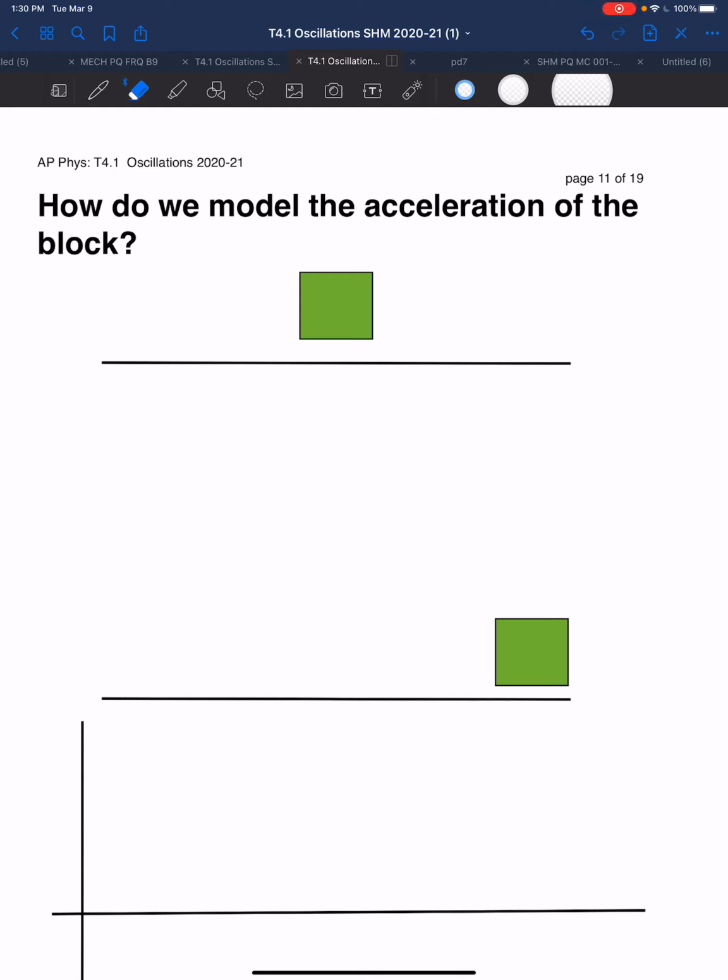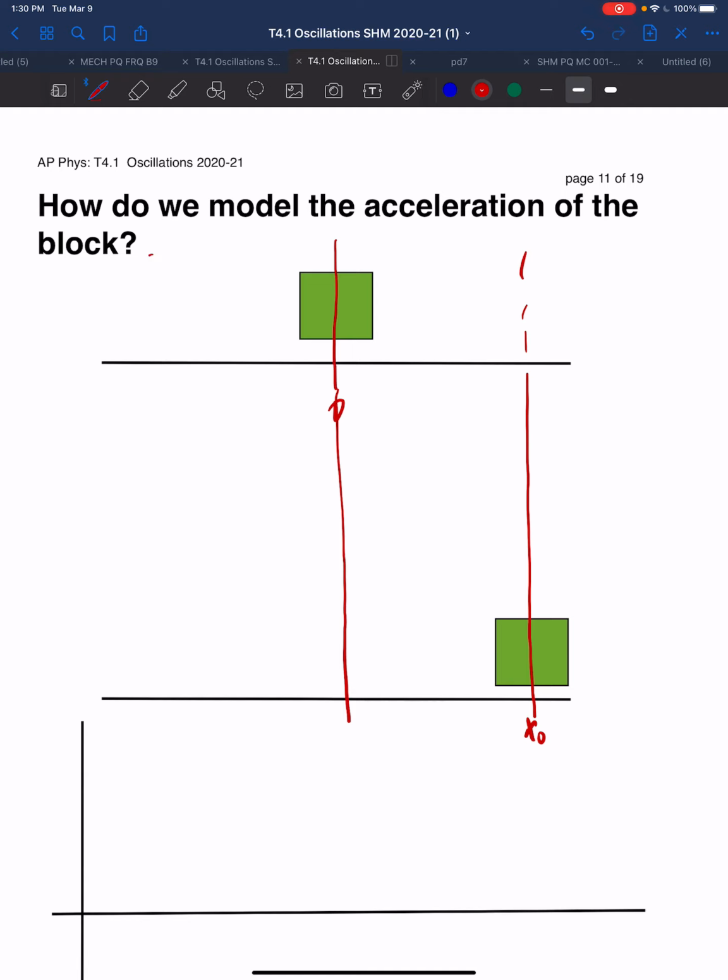In our previous installments, we learned how to model the position and velocity of the block. Now it's time to model the acceleration. Here is our equilibrium position, and we have our maximum displacement at X0, and our minus X0 over here.